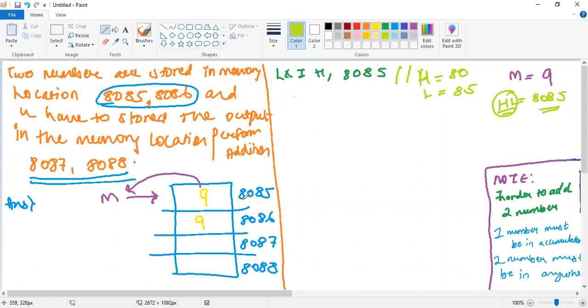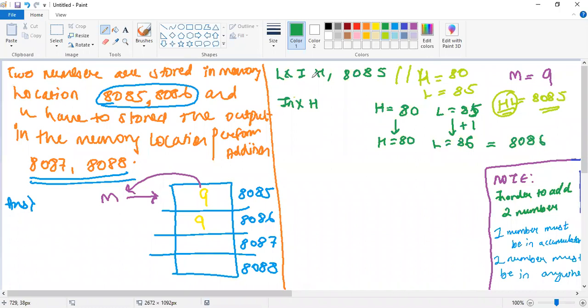Okay, now what I am writing: increment H. See, increment H means what? In my H the value is 80 and in my L the value is 85. If I write increment, then what will happen? This value will stay as it is, but this value will be incremented by 1. So it is 85 now, and now it will become 86, which means what?